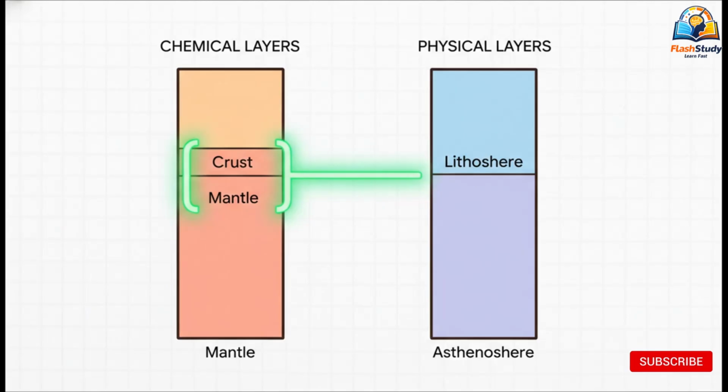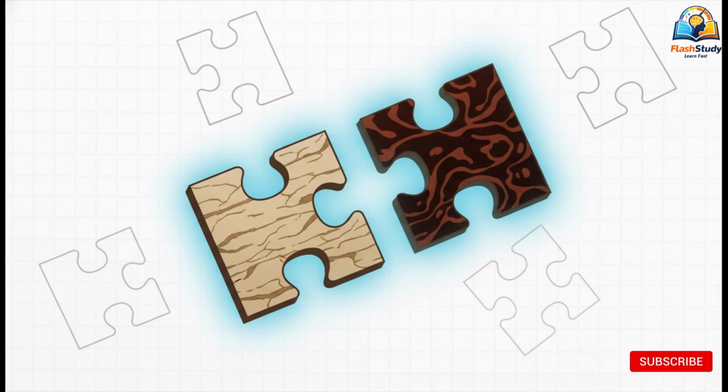Now, this is the really cool part. Look at the rigid lithosphere on the physical side. Now trace your finger across to the chemical side. What do you see? It's made up of two different chemical layers. It includes all of the crust, plus that very top solid chunk of the mantle. And that's it. That's the whole mystery solved. The lithosphere isn't a new ingredient, it's a physical property, a rigid texture. And that rigid zone is made up of two different ingredients, the crust and the upper mantle, that are stuck together and act as one solid plate.